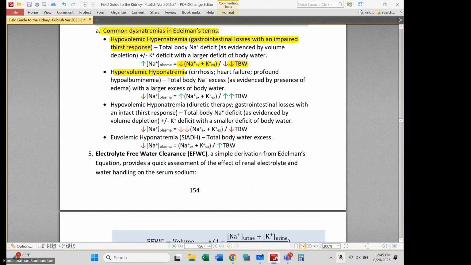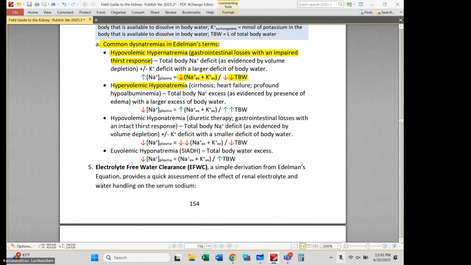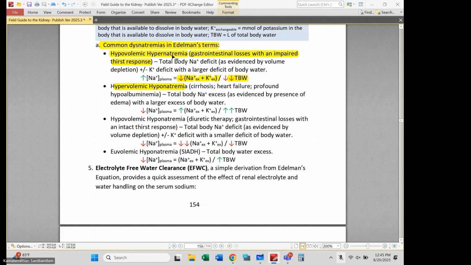Okay. So again, in Edelman's terms, hypernatremia with hypovolemia, the classic patient is a GI loss with impaired thirst response, would come in hypernatremic. Don't forget that as they're getting diarrhea, if you and I get diarrhea and are hypovolemic, we're going to get thirsty. And so we're going to start wanting to drink, even if we're not calculating that.